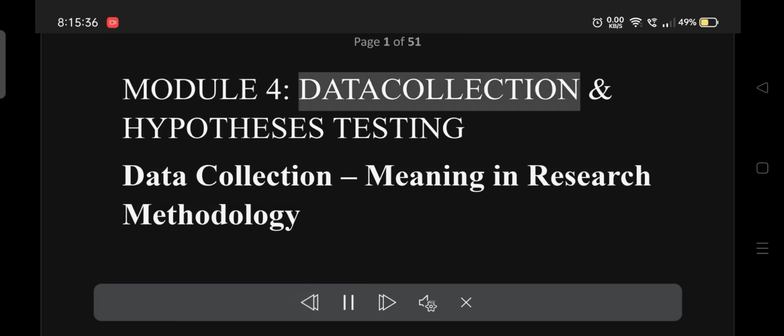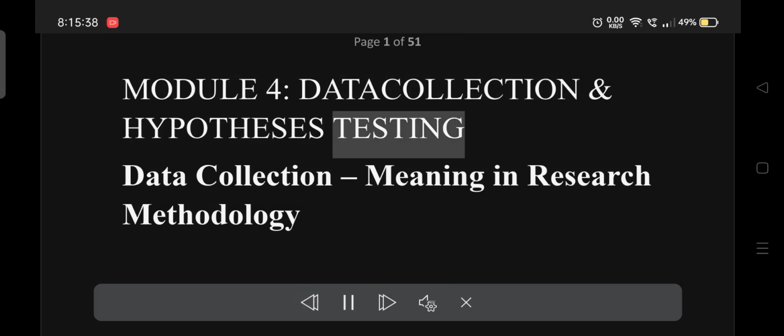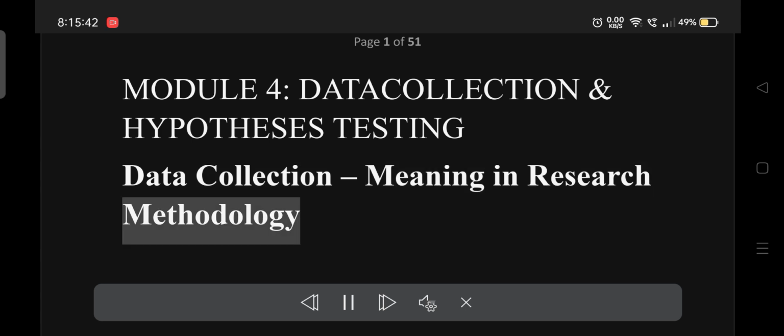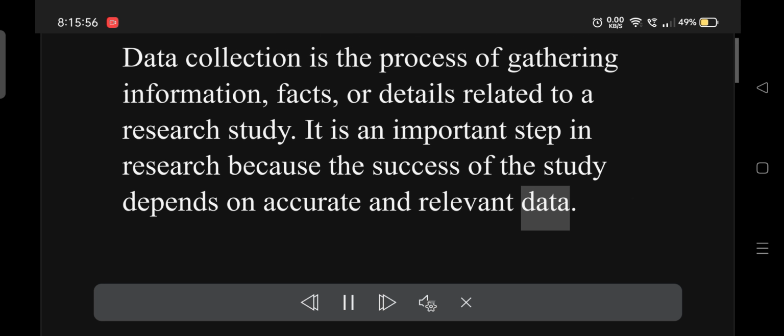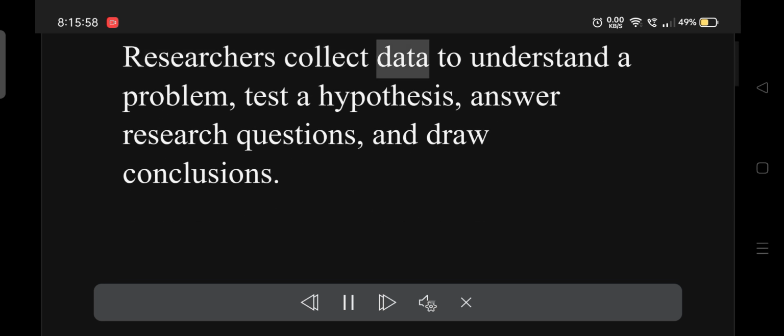Module 4, Data Collection and Hypotheses Testing. Data collection, meaning in research methodology. Data collection is the process of gathering information, facts, or details related to a research study. It is an important step in research because the success of the study depends on accurate and relevant data. Researchers collect data to understand a problem, test a hypothesis, answer research questions, and draw conclusions.